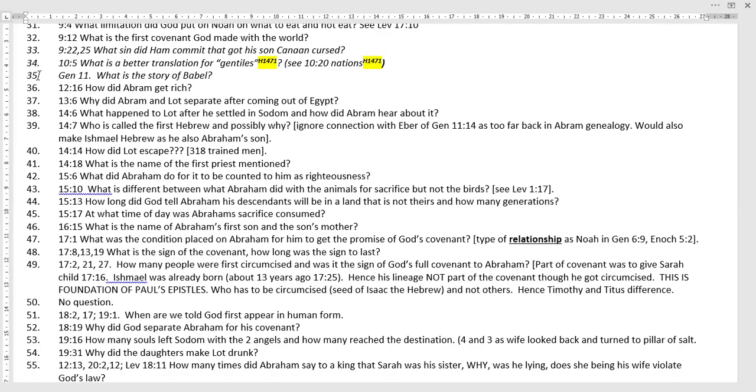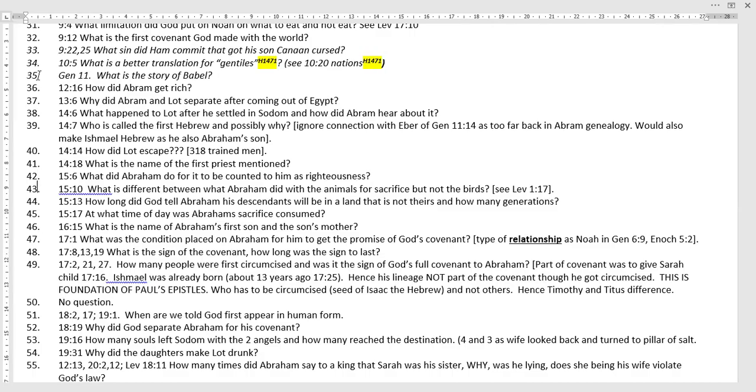Question 42. And you know this Melchizedek is going to be connected to in the book of Hebrews. What did Abraham do for it to be counted to him as righteousness? Chapter 15, verse 6, it says, and he believed Yahweh, and he counted it to him for righteousness. So when God told him to do something, he did it without getting the physical evidence first.